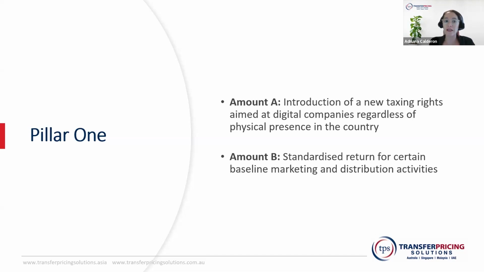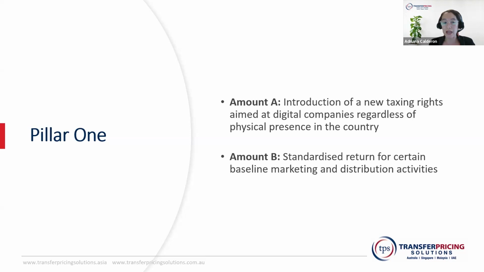And the one that is evolving more is Amount B, which is basically a standardized return for certain baseline marketing and distribution activities. So what is the purpose of Amount B? In theory, it is to make it easier for marketing and distribution activities to know what is the expected operating margin return that a taxpayer should earn for those activities. Now, the reason it has become more popular than Amount A is because Amount B now has a final report from the OECD for implementation in the local countries.